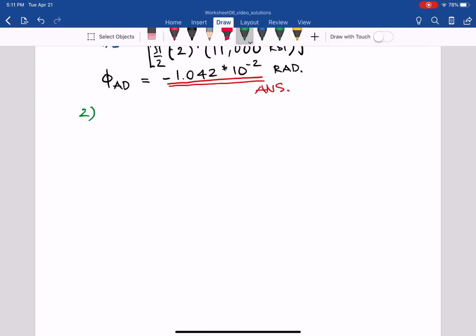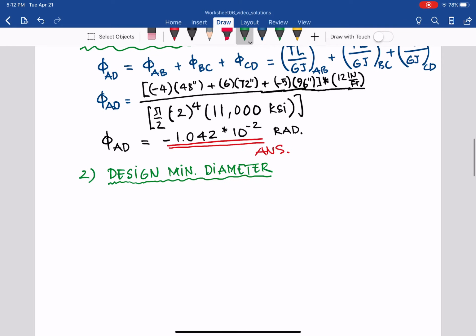So basically, design for the minimum diameter. In part number 1, they give us the diameter is 4 inches, and now they want to know whether we can go with a smaller one.